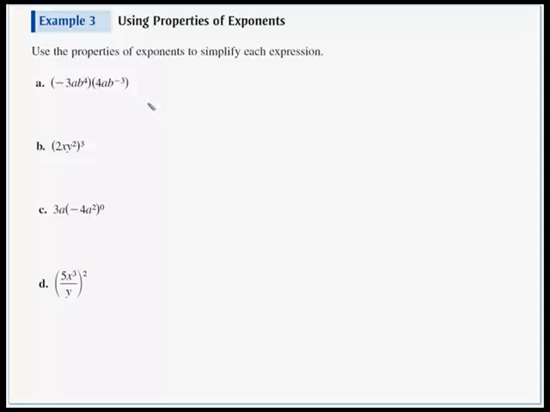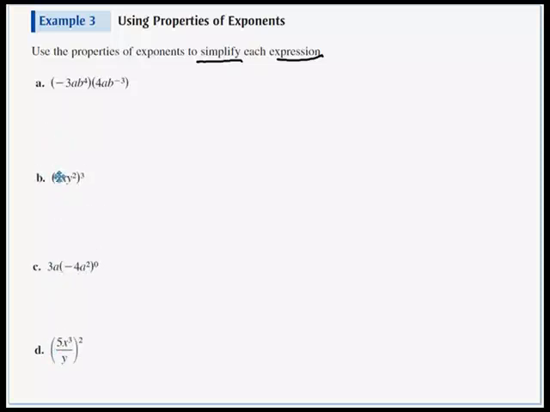Alrighty. Example 3, properties of exponents. Use the properties to simplify each expression. Usually when they say simplify, it's bad manners to leave negative exponents in these types of problems. So let's see what we got here in letter A. Good, I can move these down, give myself a little more room. They're asking us to multiply negative 3ab to the 4th times 4ab to the negative 3rd.